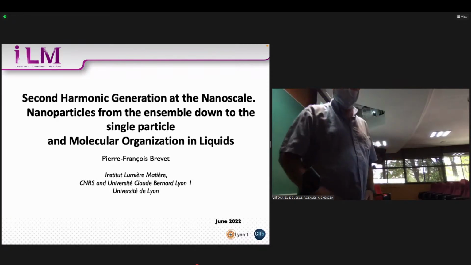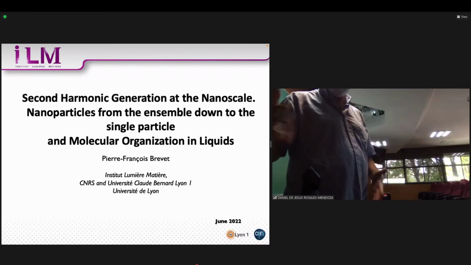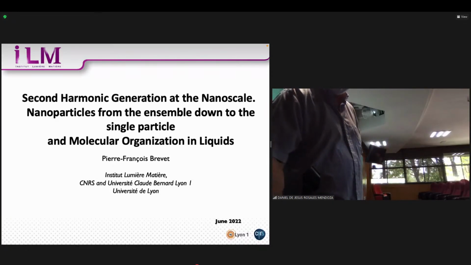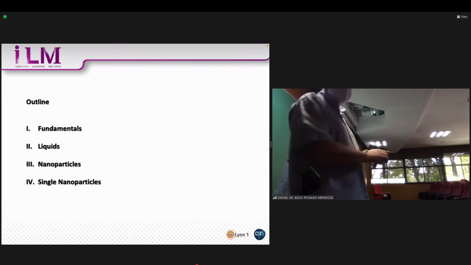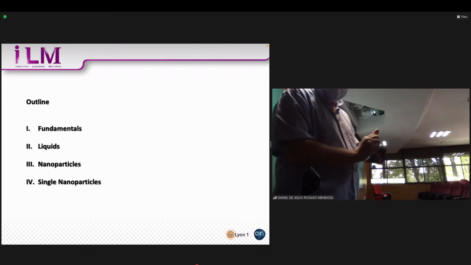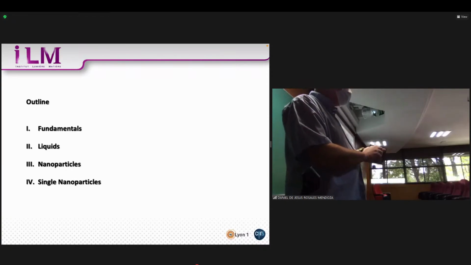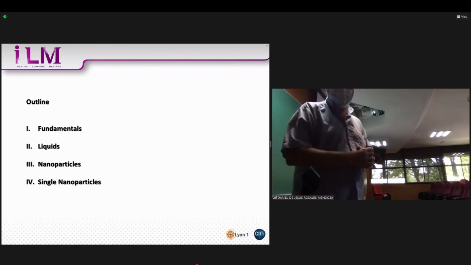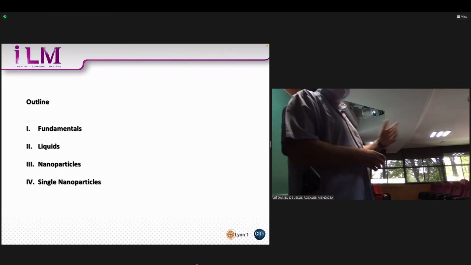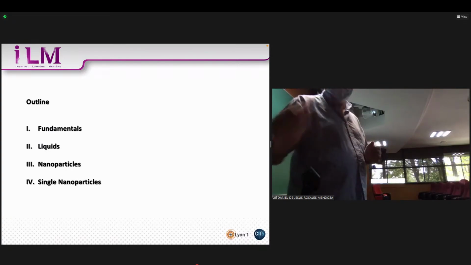on how I'm organizing this research. So the outline, there will be 3 things: fundamentals, very short to set the scene. There will be then the part on liquids, and then nanoparticles and single nanoparticles, and you will see where we are on the recent work in single nanoparticles.